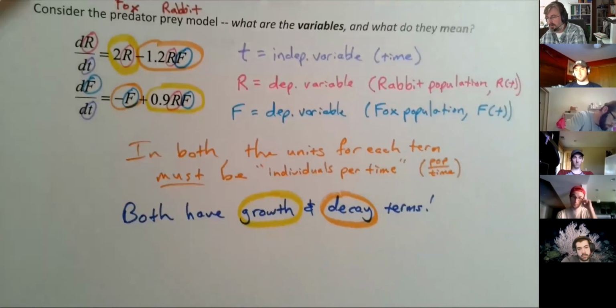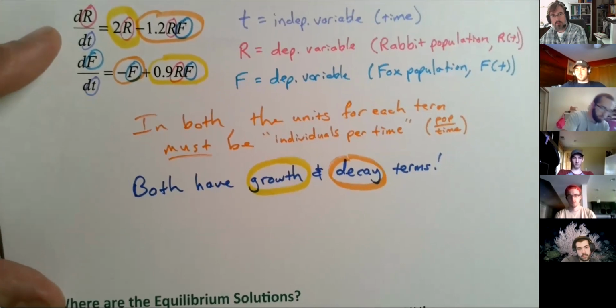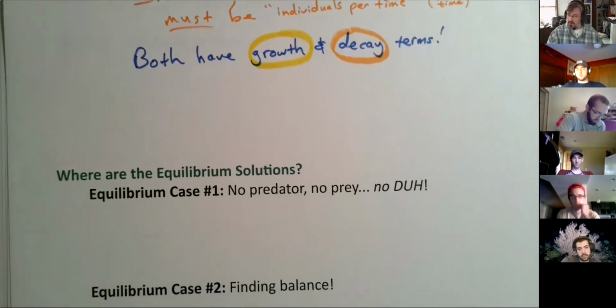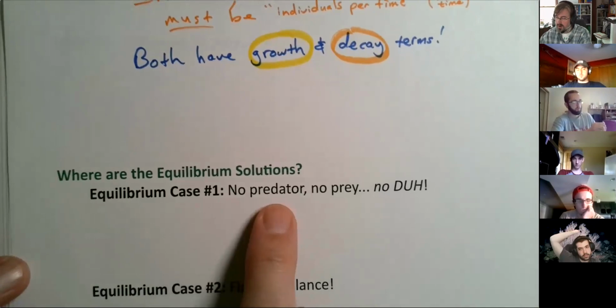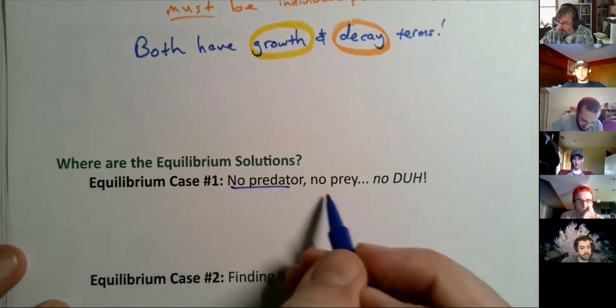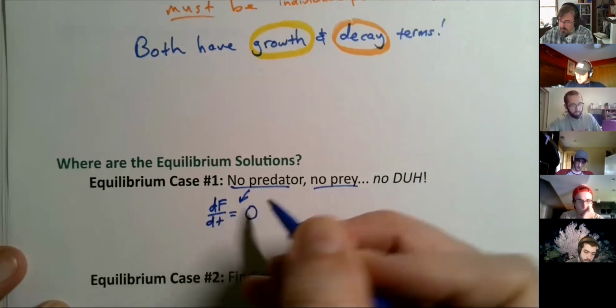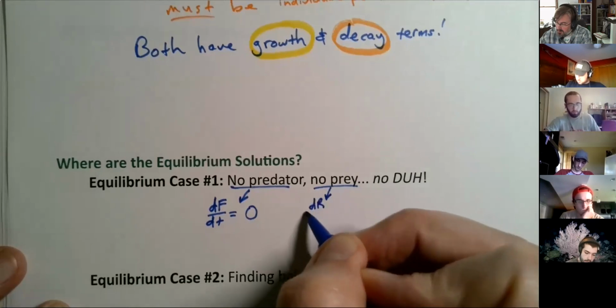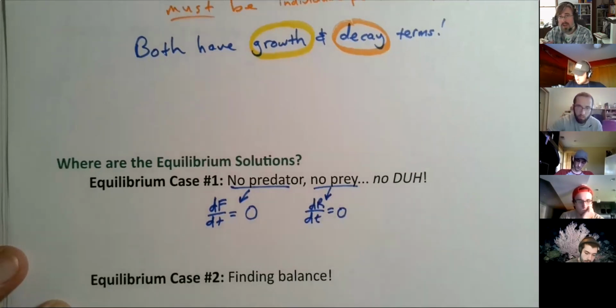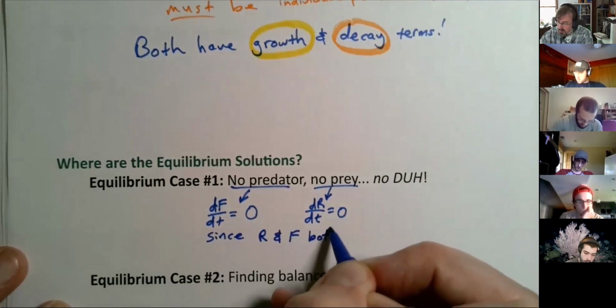So let me scoot this piece of paper up. What are the equilibrium solutions in this situation? Equilibrium solutions, remember, are where the derivative equals 0. The first case is the most obvious one: if there's no predator and no prey, then there's nothing happening. So no predator, no prey means dF/dt is going to equal 0, and dR/dt is going to equal 0. Because if you've got no prey and no predator, both of these things wind up equaling 0, since R and F both equal 0.